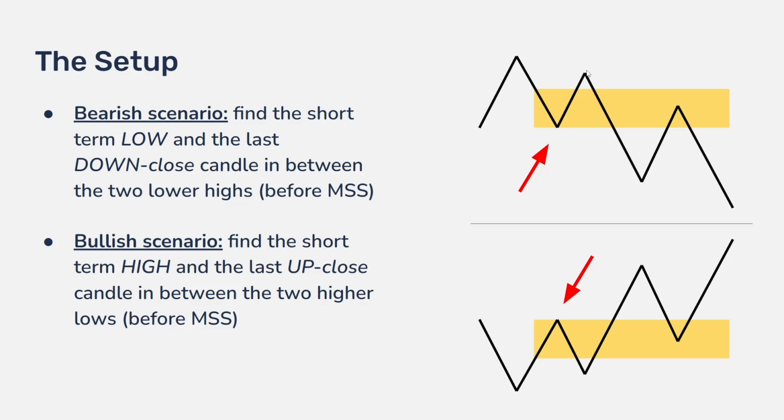So again, in a bearish scenario, we want to look in between these two lower highs. We want to find the short-term low in between them and then use the last down close candle right here as our mitigation block. And in a bullish scenario, we want to look in between these two higher lows. We want to look for that short-term high in between the two and then find the last up close candle that will act as our mitigation block.